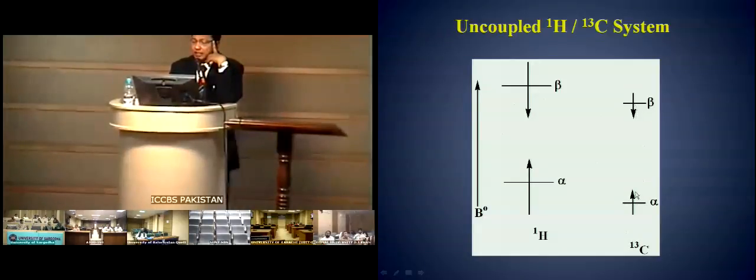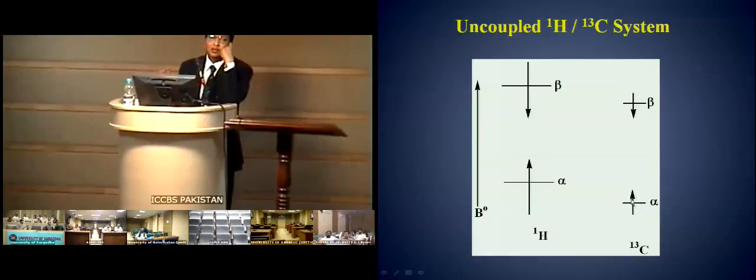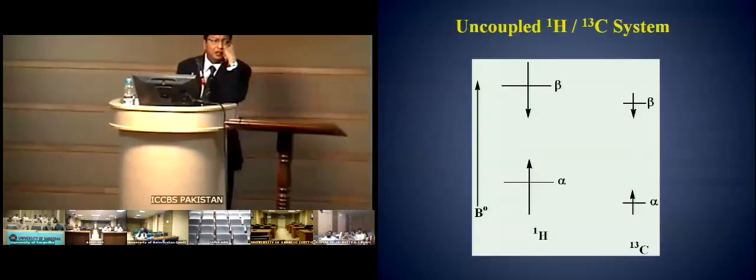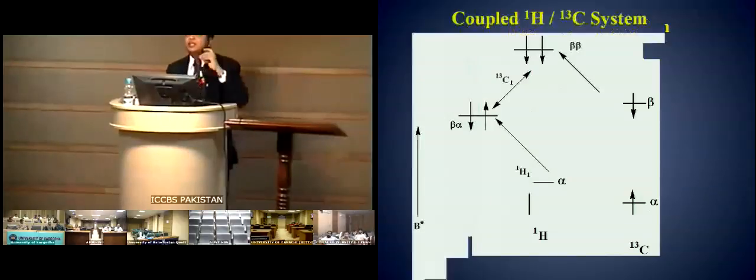If you forget everything else, the population difference in the two energy levels should be 1/4 of each other, because of the gyromagnetic ratio. So the gap between this and this, and this and this, should be 1/4 of each other. But forget it, it's not so important. These are uncoupled systems. What if you have a coupled system? If you have a CH, a proton and a carbon, that is something you need to understand.